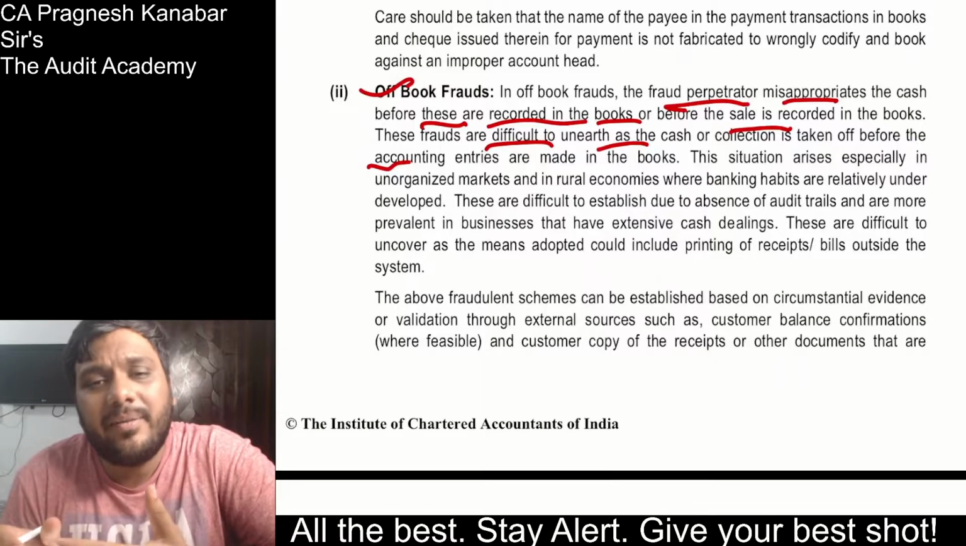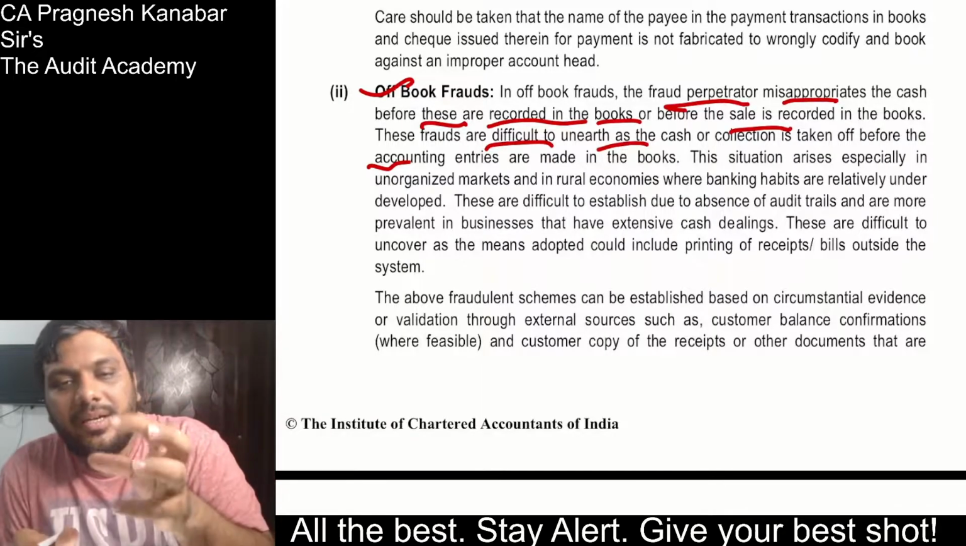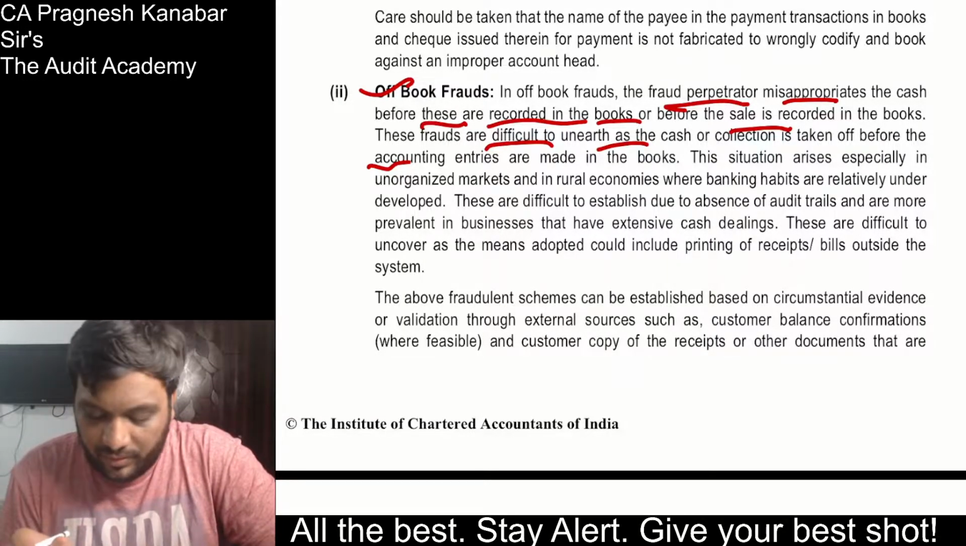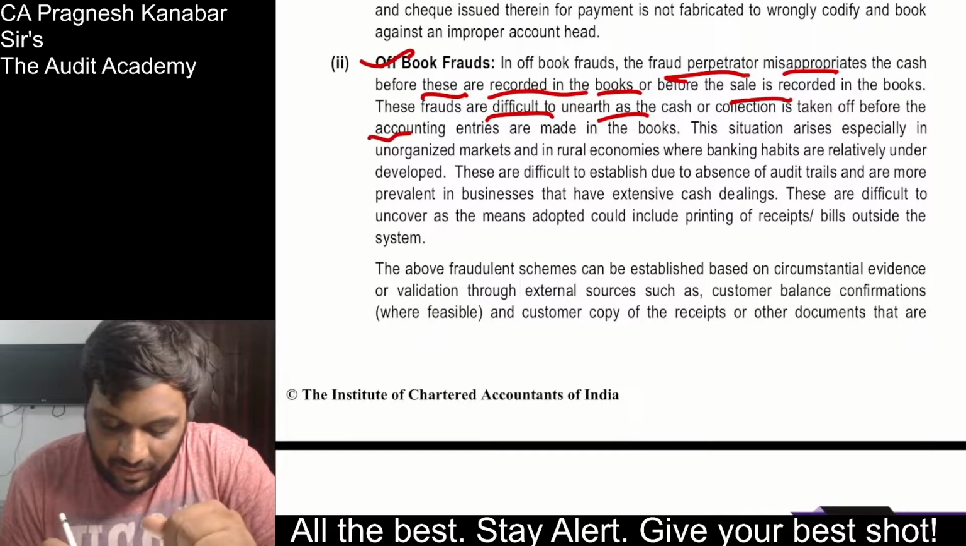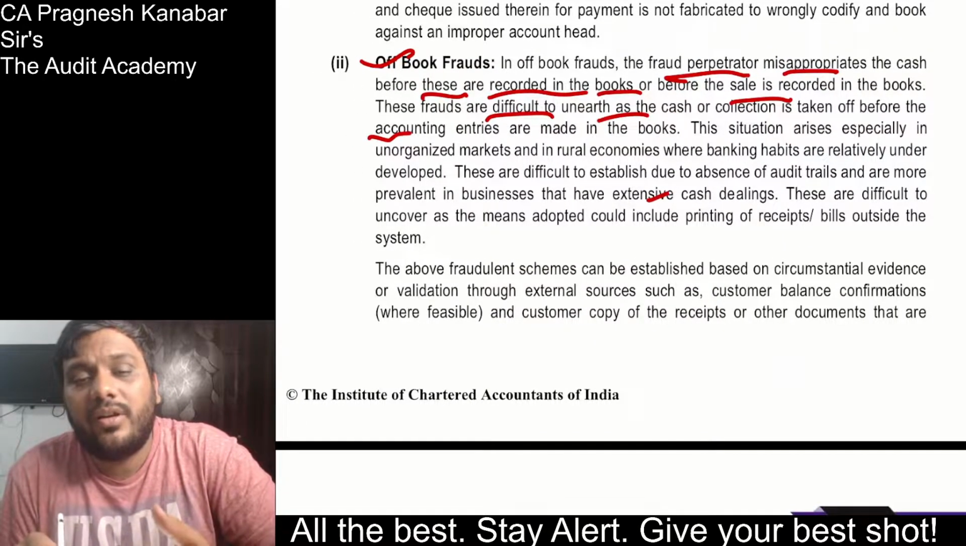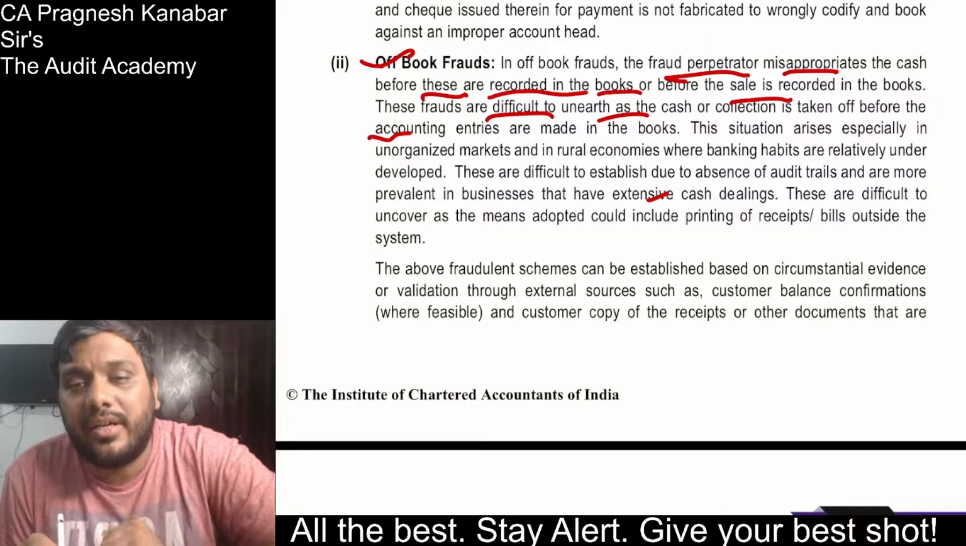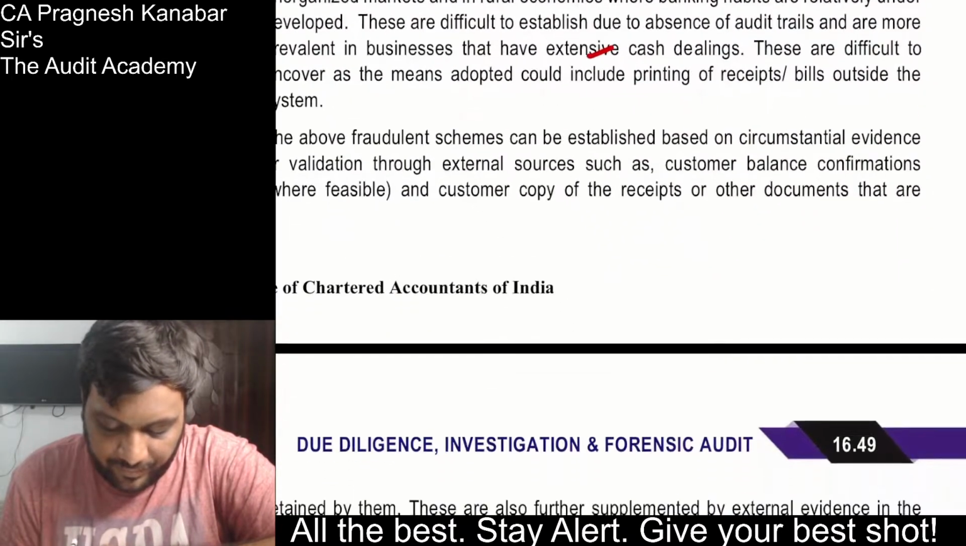All right, so they have taken that particular example. Basically some entries are not reflected in the books. Through that they will commit the fraud, and it is very difficult for an investigator or auditor to establish such kind of fraud. All right.